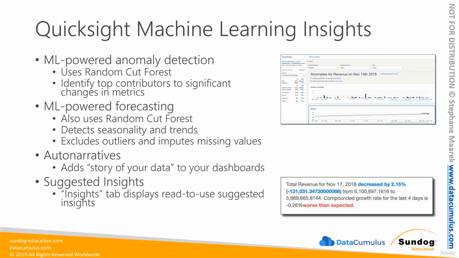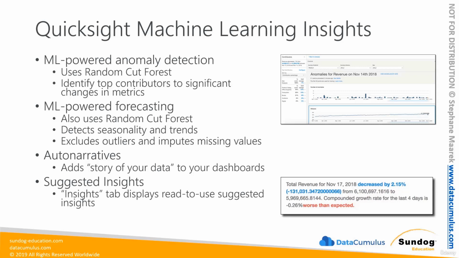So it can use what's called random cut forest, which is a proprietary algorithm Amazon published that they're very proud of. And it can automatically identify the top contributors to significant changes in your metrics. So it finds outliers for you automatically. It tries to find things that are anomalies in your data set, and it can identify what those are. So if you need to understand what the outliers in your data set are and try to understand what's causing them and generating them, you can use ML-powered anomaly detection to try to identify what constitutes an outlier automatically based on machine learning.